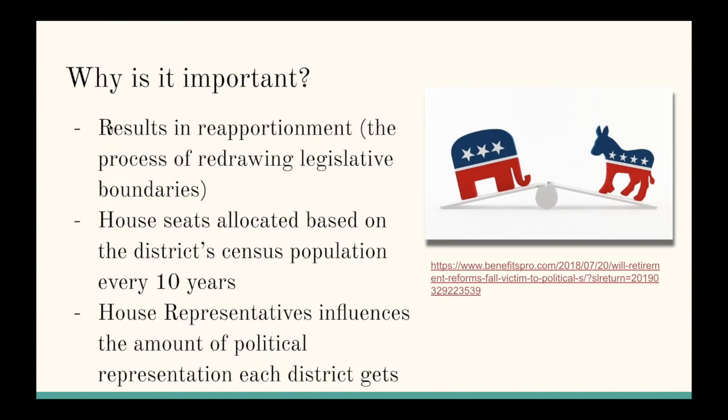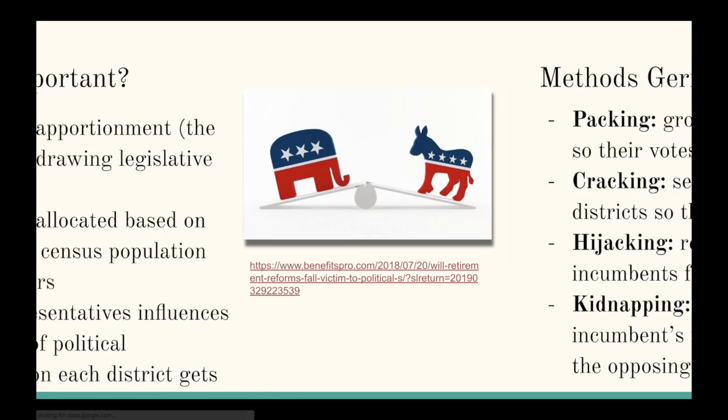So why is it important? It results in reapportionment, which is the process of redrawing legislative boundaries, and the House seats are allocated based on the district census population. So every 10 years they're redone to fit the districts' populations, and it influences the amount of political representation they get.